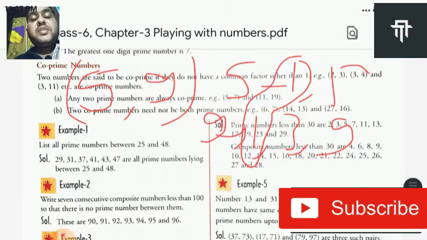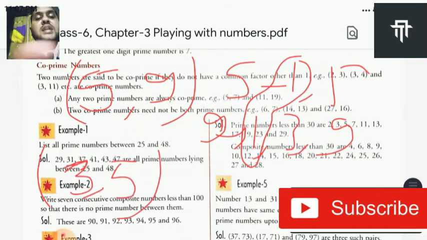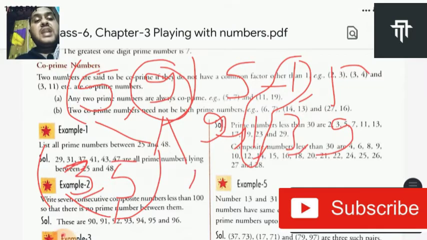But what is the difference between the first example and the second example? The first example is 5 and 7, and the second is 5 and 9. So what is the difference between the two? It is not necessary that both the numbers in a co-prime pair are prime. Here in the first example, they both are prime and also co-prime, but it is not compulsory for all cases. In the second case, these are co-prime, but 9 is not a prime number.